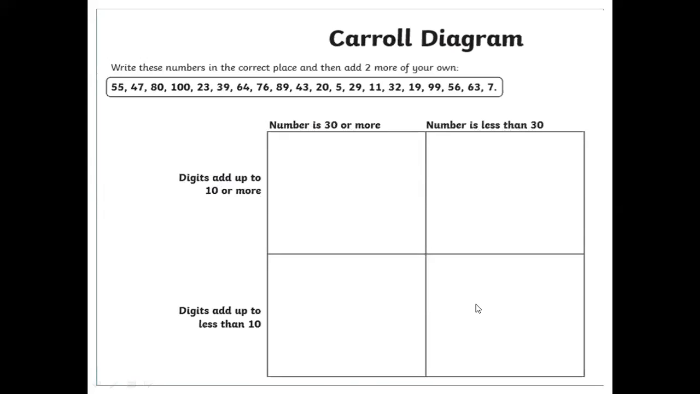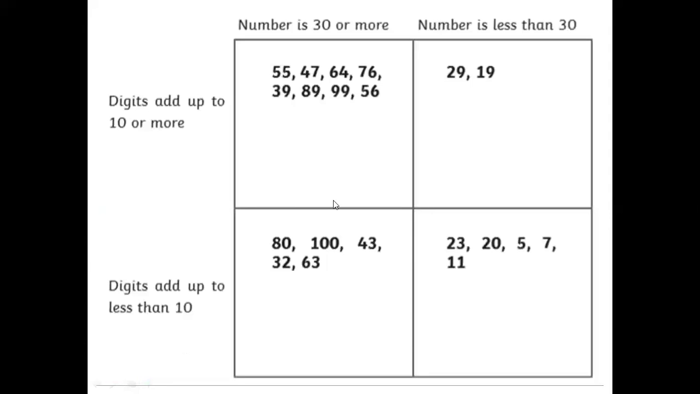Let's move to the next horizontal line. Digits add up to less than 10, which is here, and here digits again add up to less than 10. But what is the difference? Here numbers are 30 or more, and here less than 30. So let's think of them.